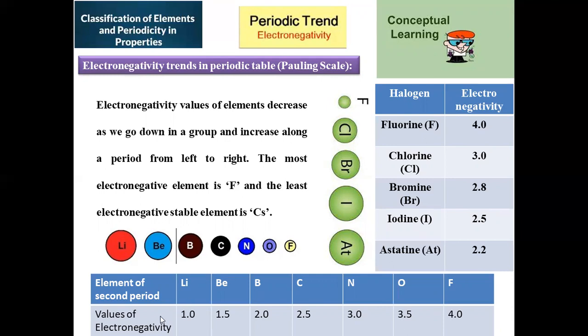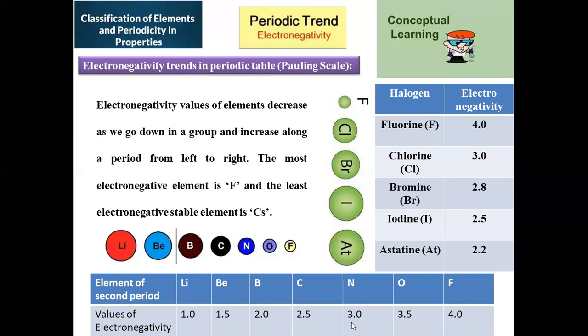And with respect to a period, lithium, beryllium, boron, carbon, nitrogen, oxygen, and fluorine: 1, 1.5, 2.5, 3.5, 4. So there is a constant increase in the values you can clearly observe. The difference between the two elements will be 0.5 only. For all these, we have regular trends in the electronegativity values. So regular trends you can clearly observe in the periodic properties with respect to electronegativity.